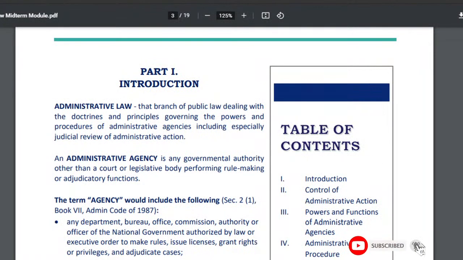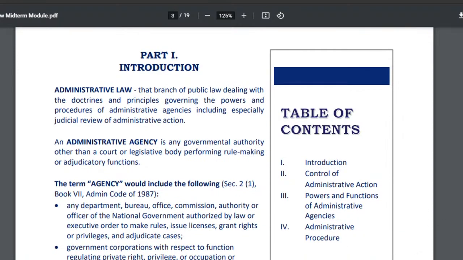So this is the module. As you can see in the module, there are some chapters here. We have 4 chapters. The midterm module for my Bukidnon State University students consists of 4 chapters: Chapters 1, 2, 3, and 4. Chapter 1 is on the introduction to administrative law. The second chapter is control of administrative action. The third chapter is on powers and functions of administrative agencies. And the fourth is on administrative procedure.